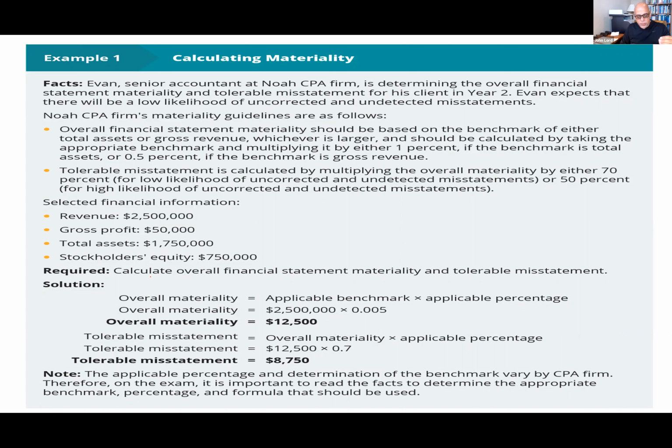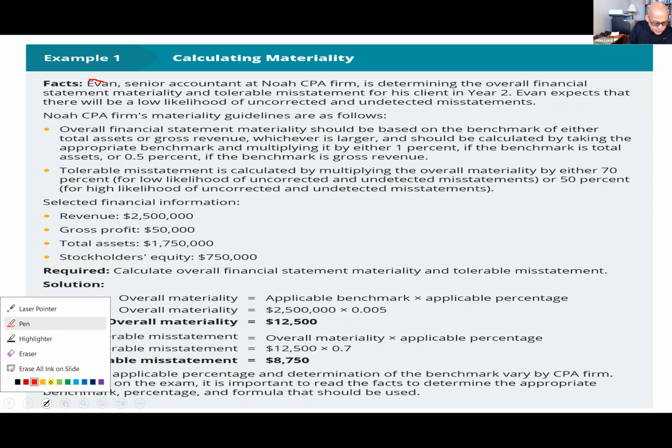We're not going to get into the issue of an account balance, transaction, or disclosure level. I think you can understand how we might want to maneuver our materiality around a particular disclosure. But in terms of the overall financial statement materiality and then calculating tolerable misstatement, this is a good example. Okay, so let's go ahead and read through this, and we'll change back to the highlighter.